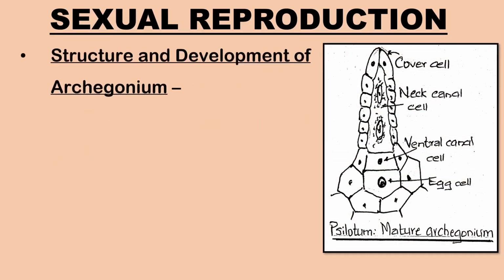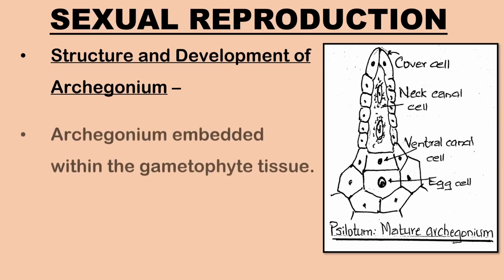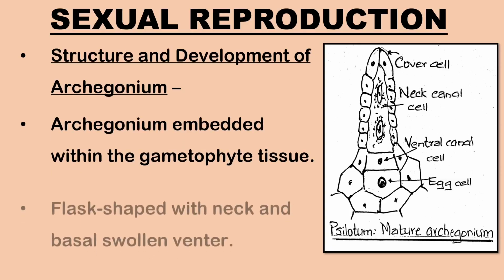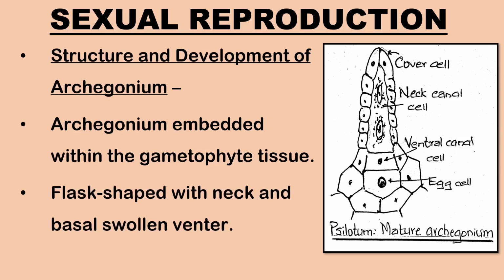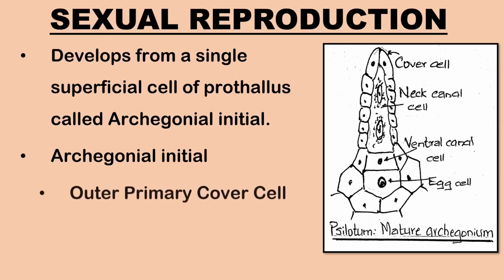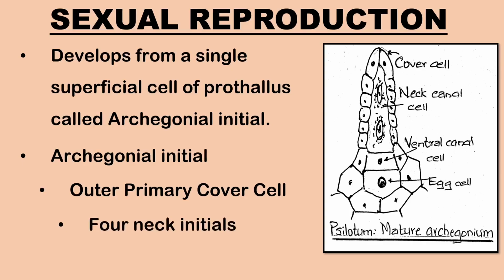Next is the structure and development of Archegonia. The Archegonium is embedded within the gametophytic tissue. It is flask-shaped with a protruding neck and a basal swollen venter. It develops from a single superficial cell of the prothallus called the archegonial initial. The archegonial initial divides to form an outer primary cover cell, which divides to form 4 neck initials that later form the long archegonial neck.